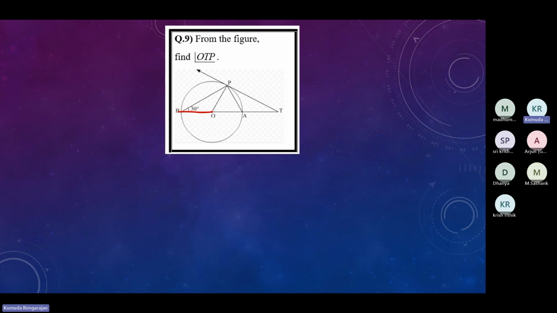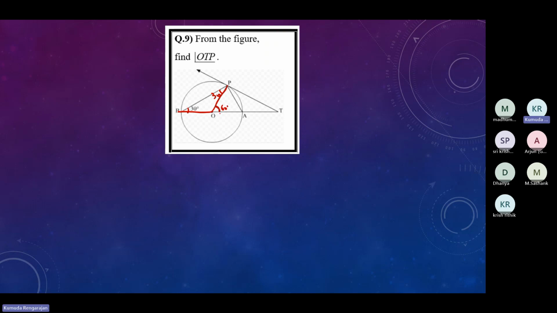OB, OP. Always see if the triangle has two radii in it, because that makes it isosceles. So you can see this triangle BOP, OB, OP, radius. So if this is 30, this is also 30. Now this is 60.